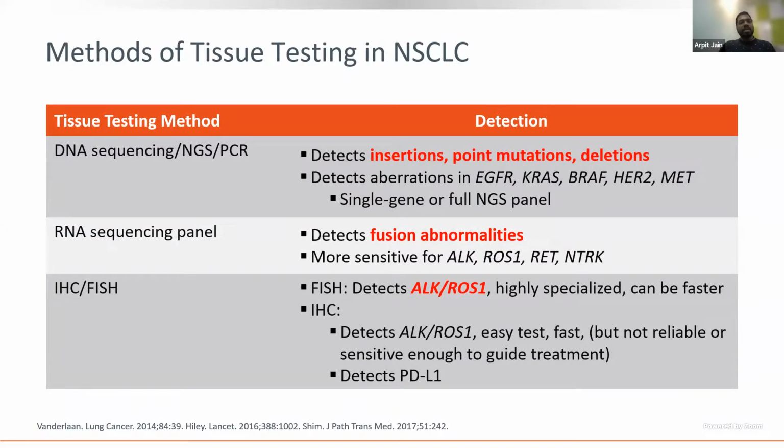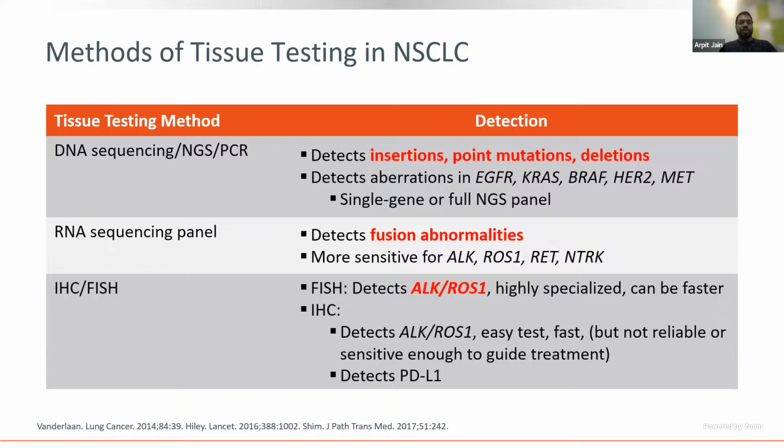Various testing methodologies can be used, like DNA or RNA-based NGS panels. RNA-based NGS performs better, particularly for assessing fusion abnormalities, mostly ALK, ROS1, RET, and NTRK fusions, which are assessed more sensitively by the RNA-based NGS panel. Similarly, insertions, point mutations, and deletions in various other genes can also be assessed by DNA sequencing.